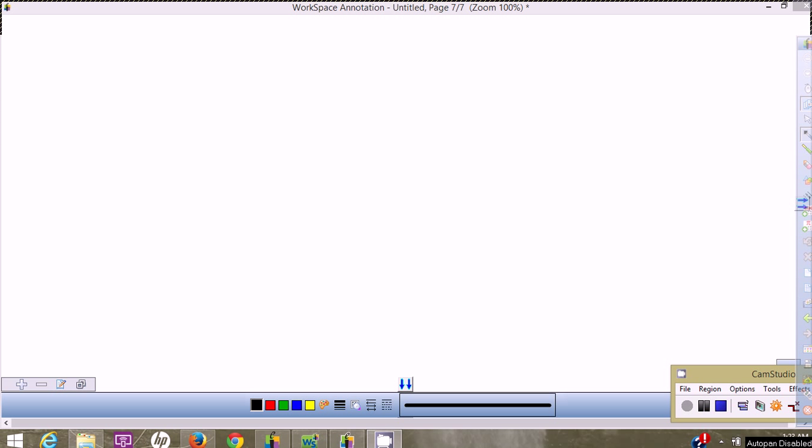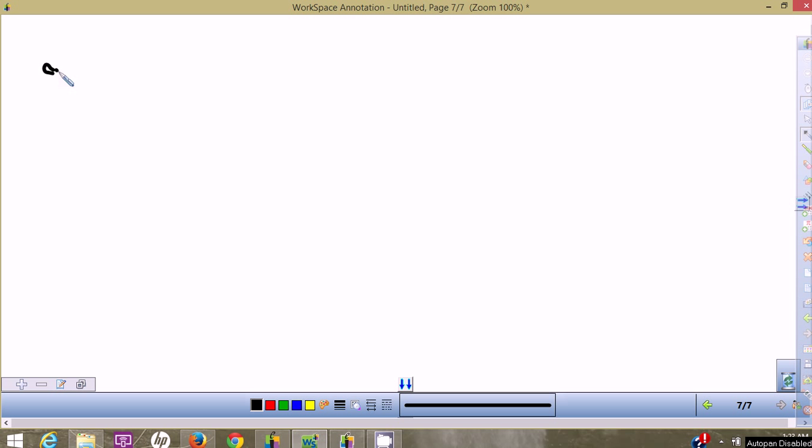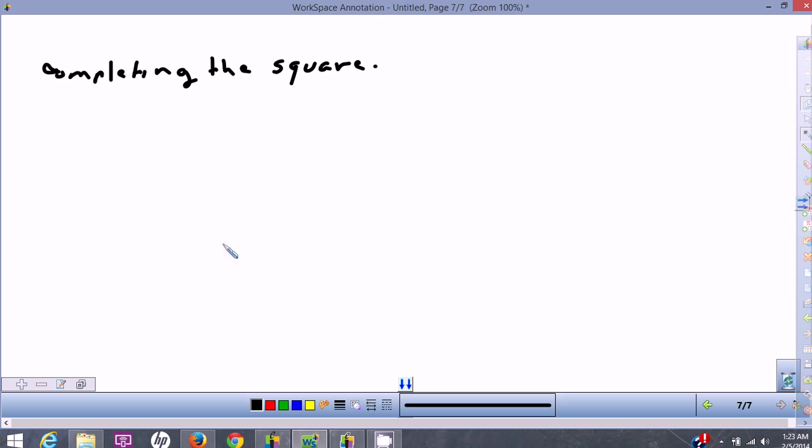Our topic for today is completing the square, but we're going to begin with a slightly simpler version of completing the square so that we can see what our aim is with this process.